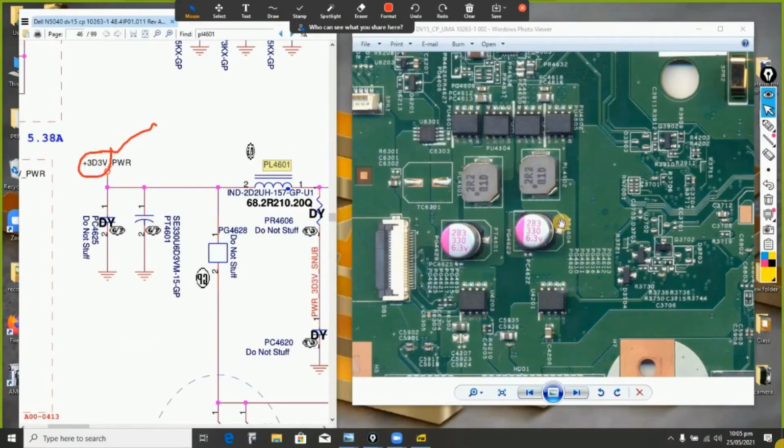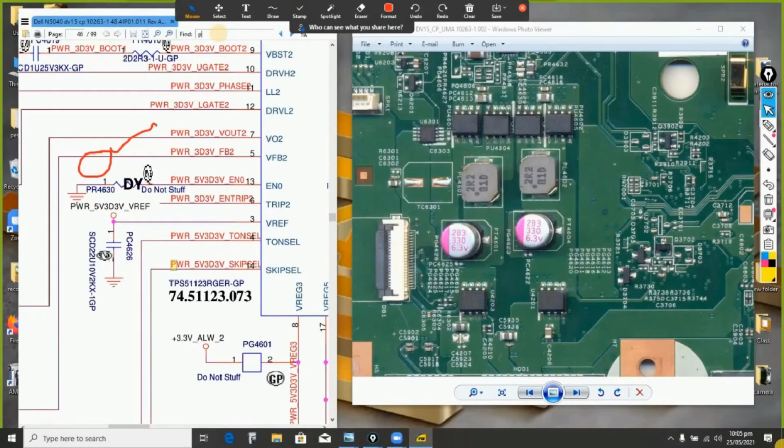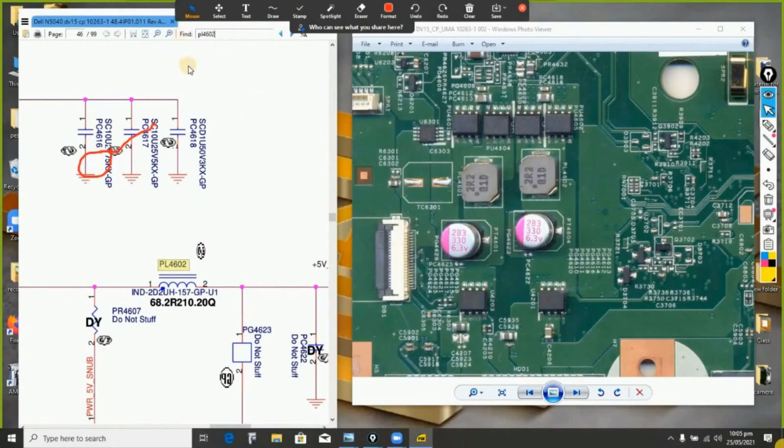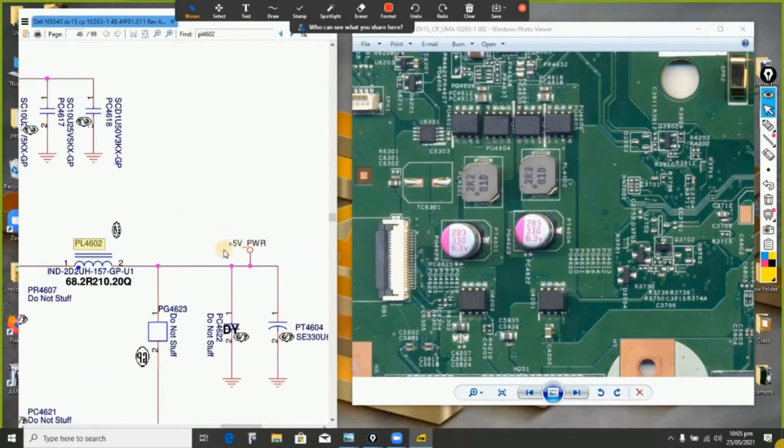I have PL4602. If I come here and type PL4602, it has brought me where I have this one as well. If I want to confirm what I will have there, I'll have 5 volts, plus 5 volts underscore power. This power here is trying to tell me something. PWR means power. Most cases when you get power after the voltage here, it is trying to pass me information.